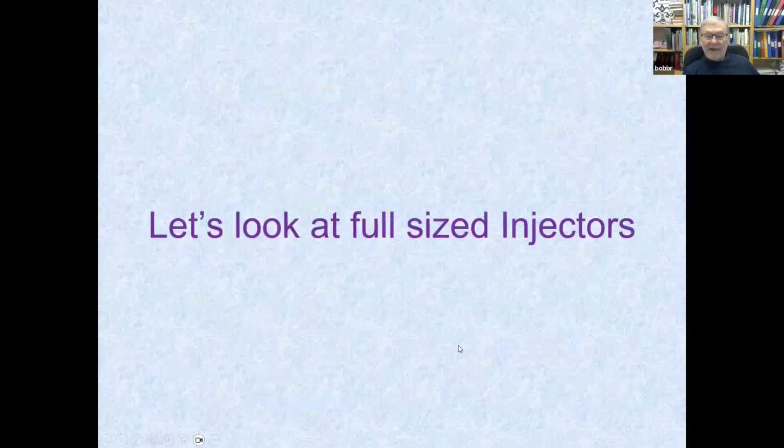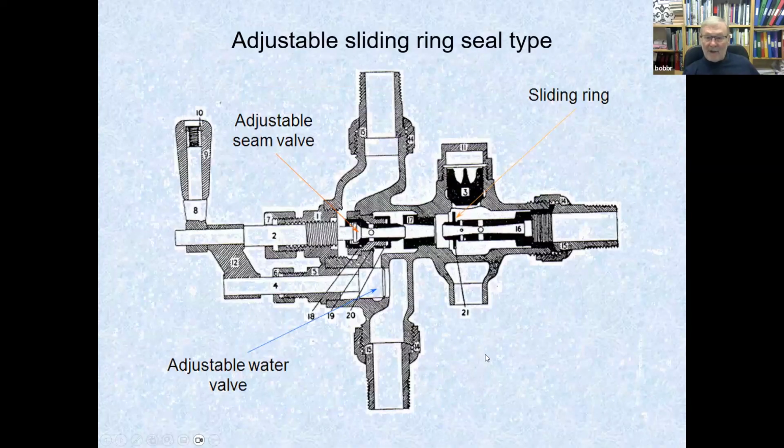Let's have a look at some full-size injectors. This one takes steam from the boiler through here and into this chamber. And on the Giffard injector, he had lots of screws to try and regulate the steam going in. So on this one, as you open the handle here, it not only opens this valve here and allows steam to go through this nozzle, it also limits the amount of water that can come in through this plug here.